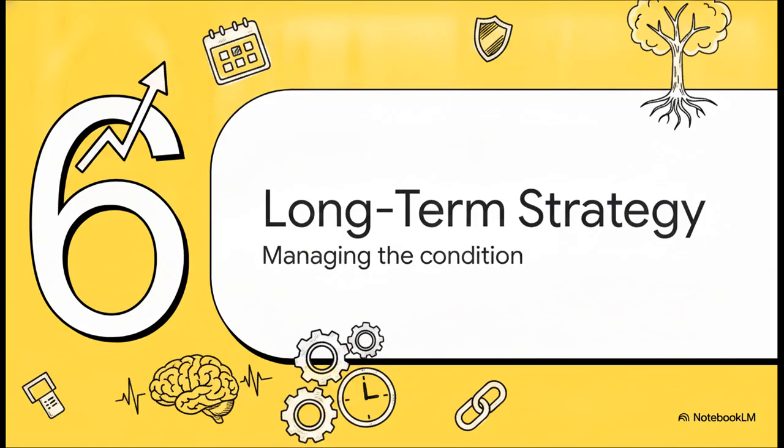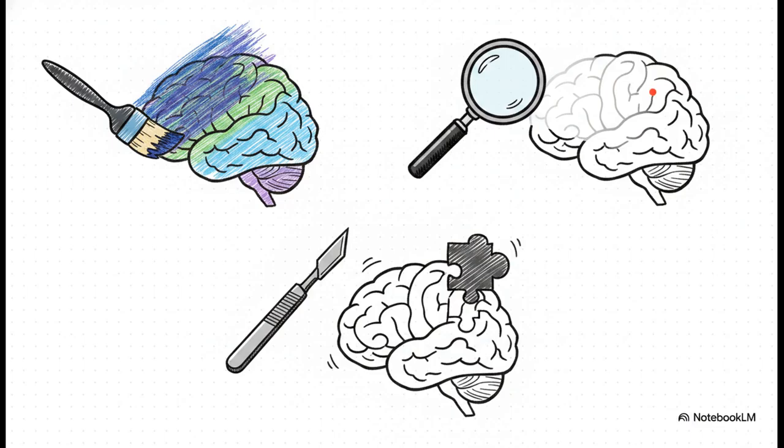Finally, Section 6, Long-Term Strategy. Let's talk about managing this condition outside of the emergency room. Long-term management perfectly echoes that anatomical logic we built earlier. You have to match the drug to the specific seizure type. Generalized epilepsies tend to respond best to broad-spectrum agents, think valproate or levetiracetam. Focal epilepsies, however, respond beautifully to more targeted sodium channel agents like carbamazepine.